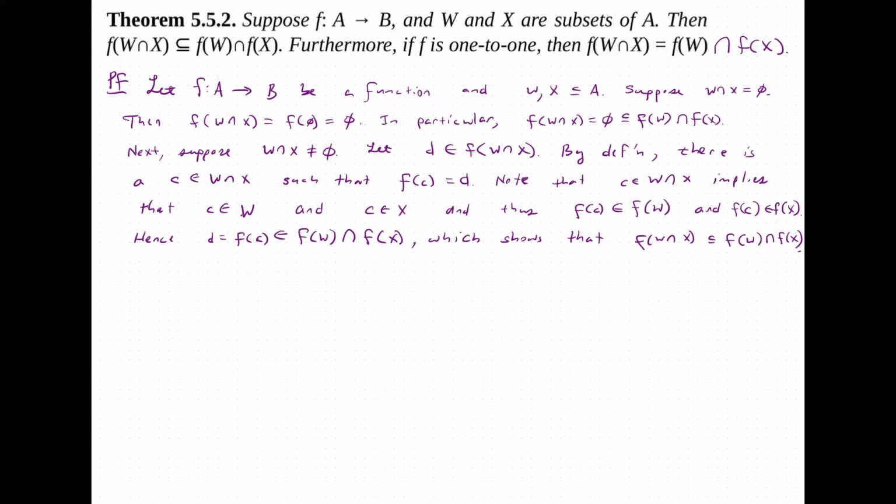So now, what we are going to do is assume that the function is one-to-one, and we want to prove the equality of sets. Since we have already proven that this containment here holds for any function f, all we have to do is show the reverse containment in the case when the function is one-to-one. So let us do that.